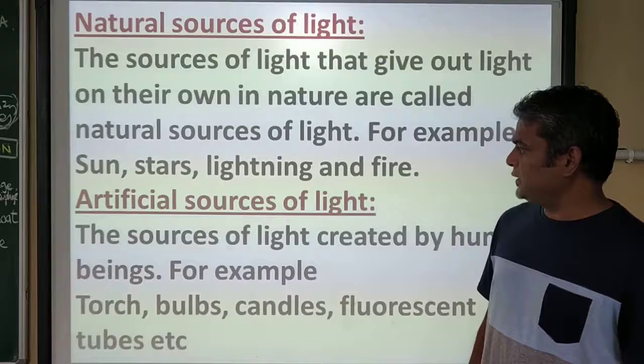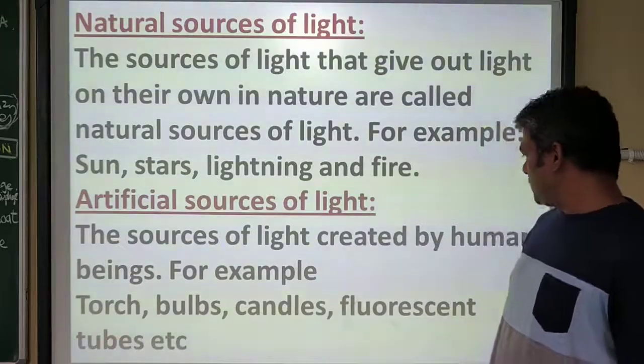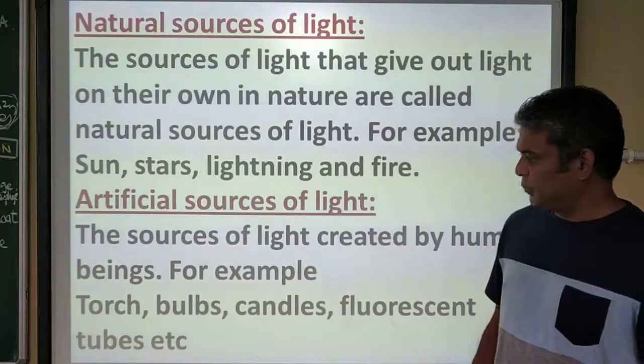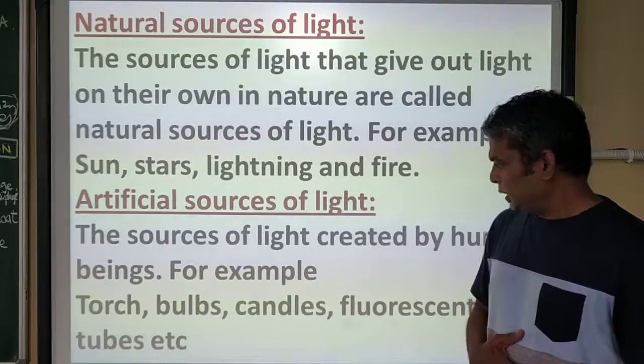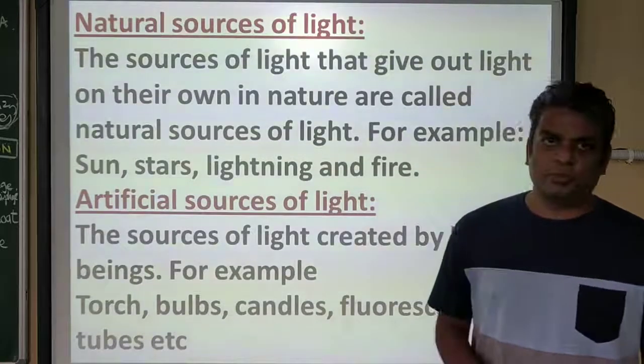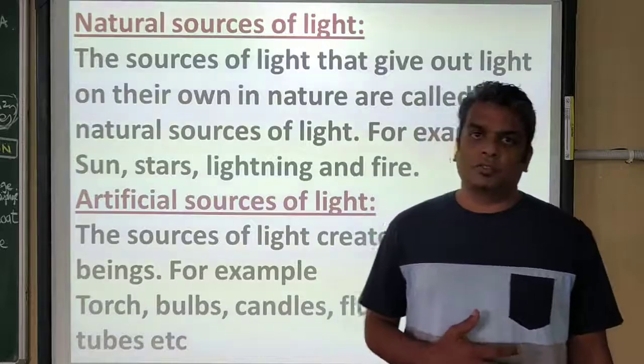Artificial sources of light are the sources of light created by human beings. For example, the torch, bulbs, candle, fluorescent tubes. These are man-made sources of light.